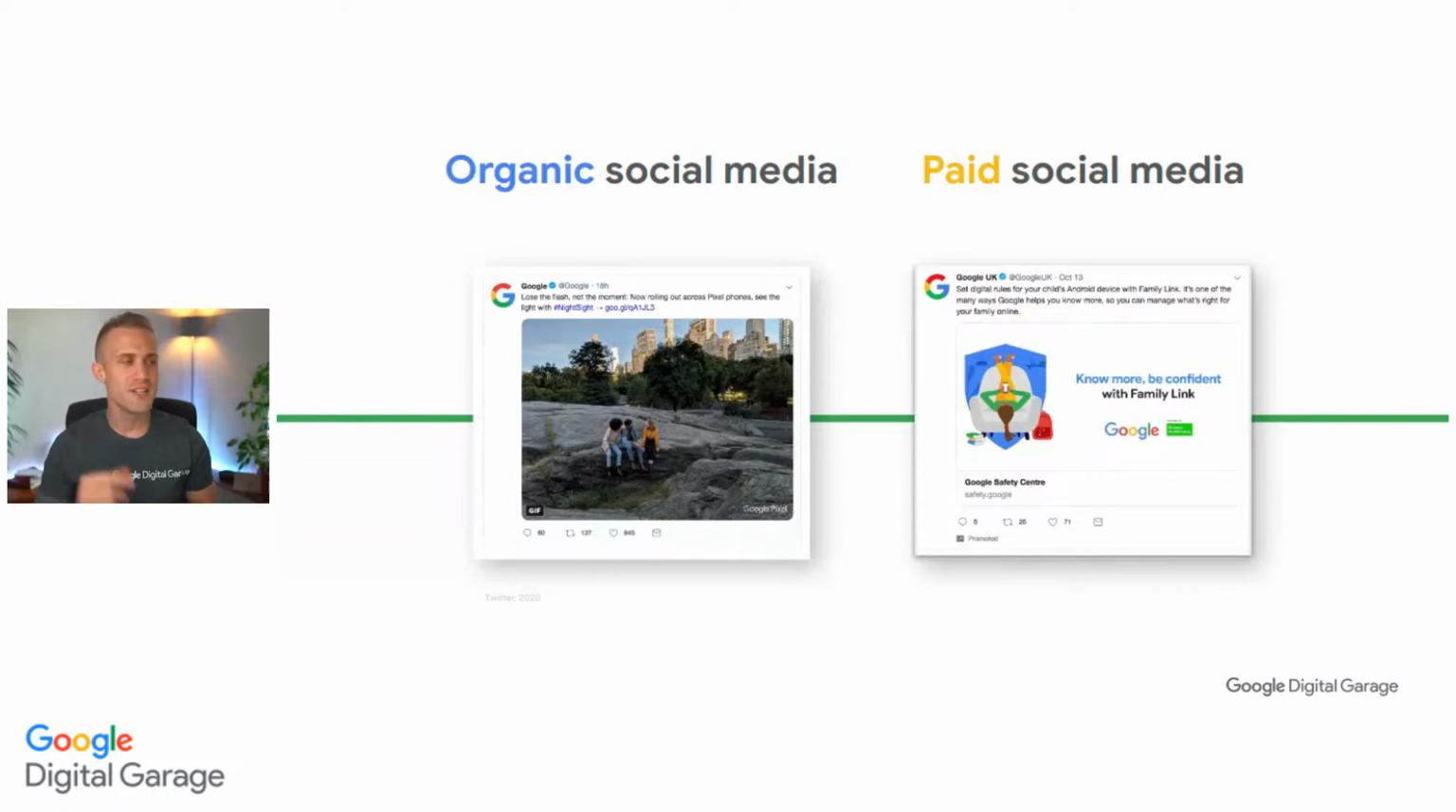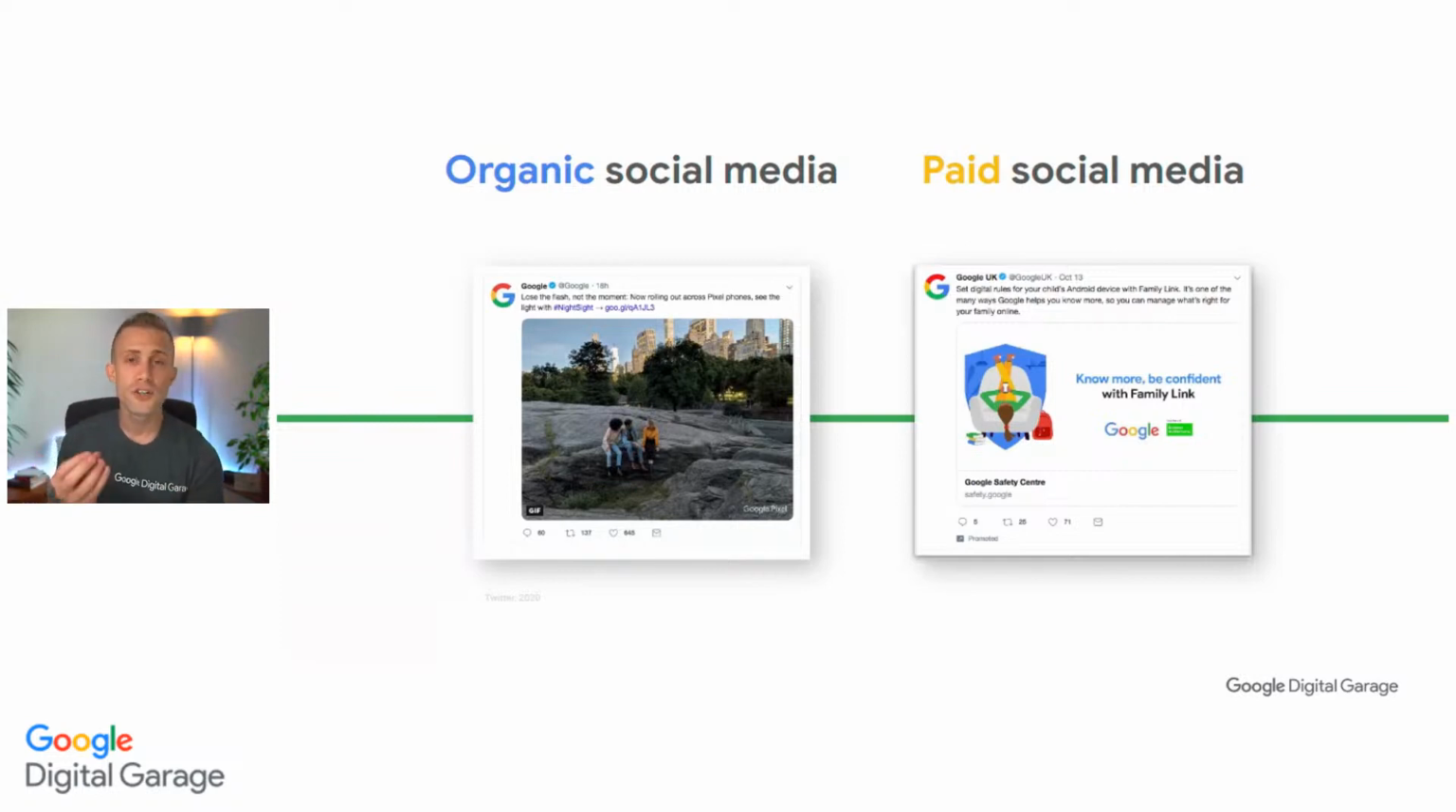So thanks so much for the Instagram before, but this one, organic social media, very similar. But the main difference on this particular platform is it's both Google. One's Google, one's Google UK. The one on the left-hand side, Google, has posted, lose the flash, not the moment, now rolling across Pixel phones, see the light, night sight. Now, it's got that and it's got a GIF, which is a nice picture.